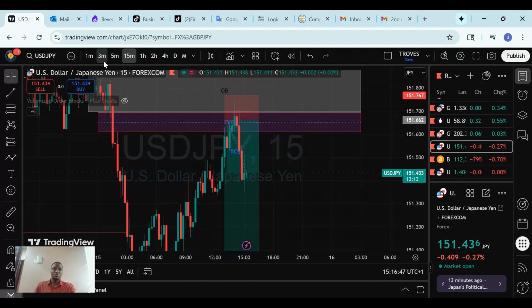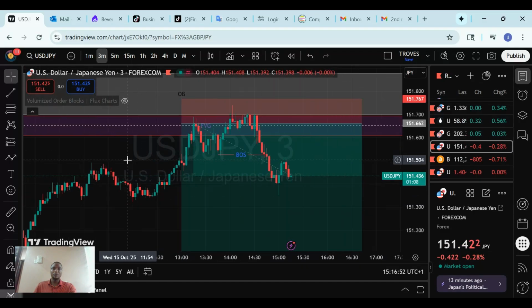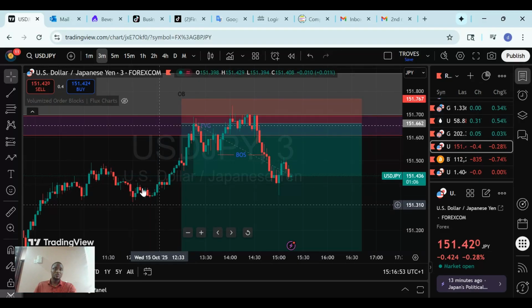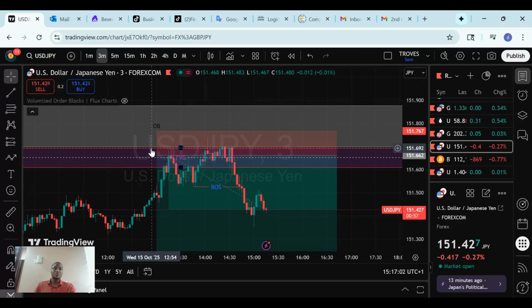So let me switch to the 3 minutes time frame and show you guys how I use the confirmation entry to enter this trade. As I mentioned earlier, you can either use confirmation entry or aggressive entry. If you're using aggressive entry, you can set your sell order immediately before the start of the order block. That is the best place to set your sell order.